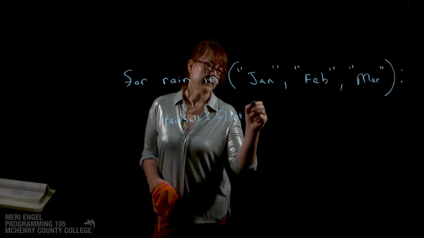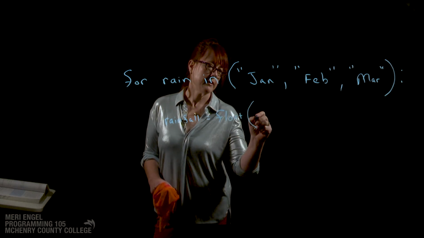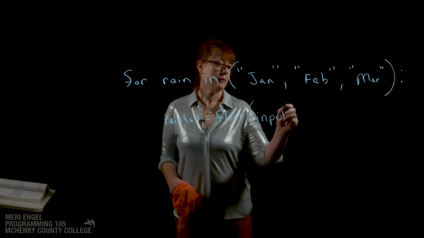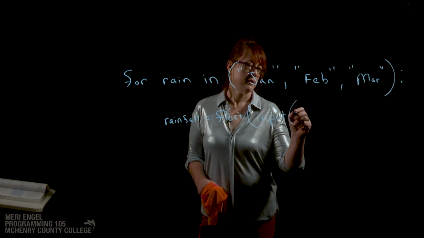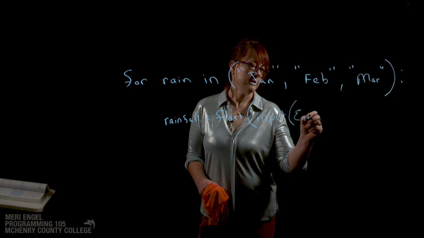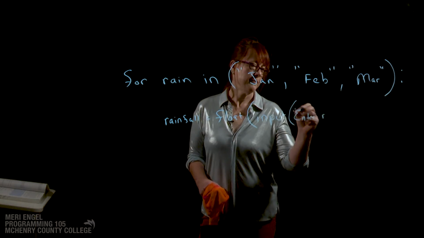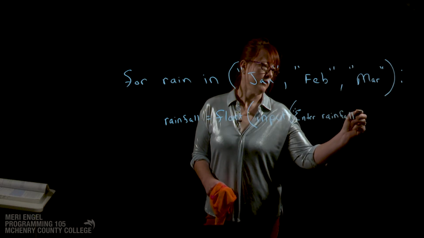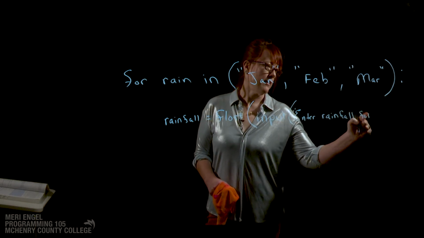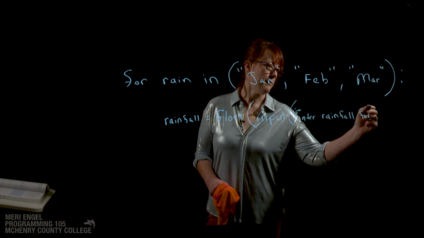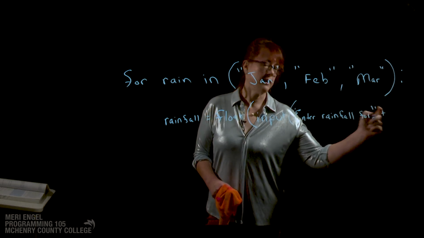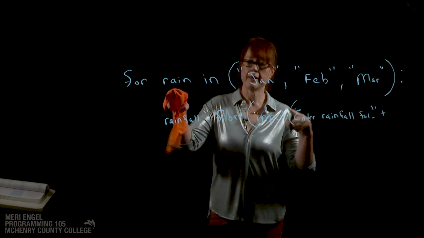We convert it, and so then we would do input, enter rainfall for, and then I'm leaving a space here. So imagine that there's a space there, plus rain.